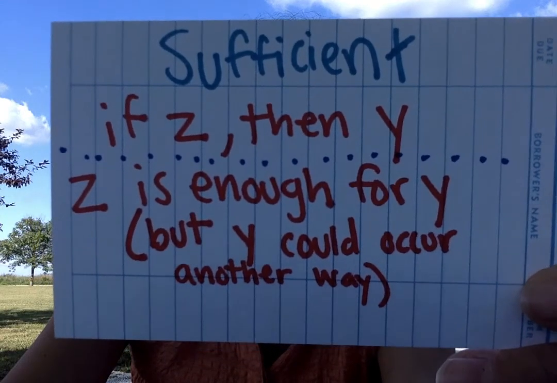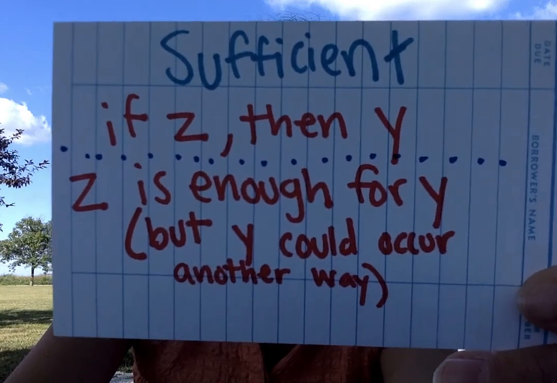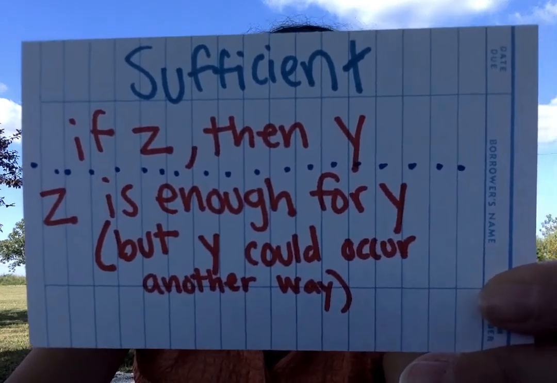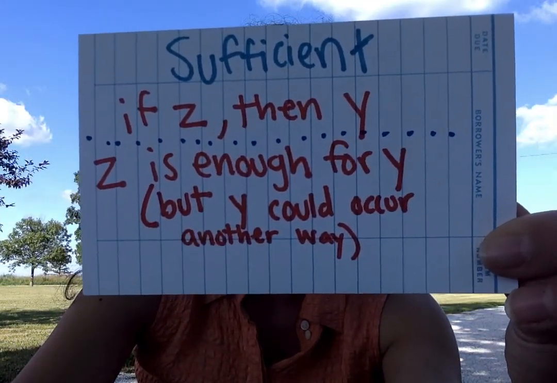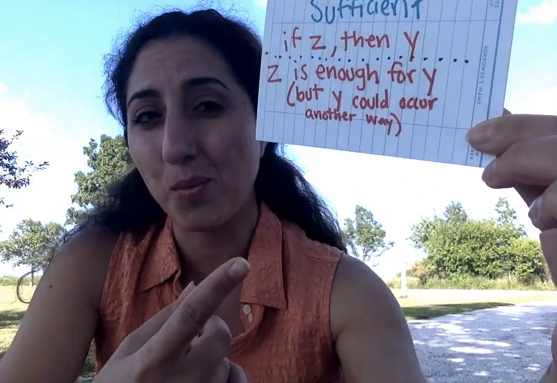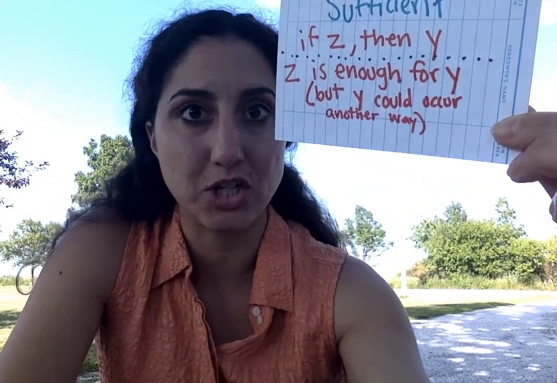Here's two ways to say that something is sufficient for another. If Z, then Y. In that case, you get Y so long as Z. And the second one is that Z is enough for Y, but you have to know that Y might occur even if Z doesn't occur. For example, it's enough to make sweet potatoes ready to eat by putting them in the slow cooker, but you might make sweet potatoes ready to eat through another way. You might put them in the oven and bake them. You might put them on the grill.